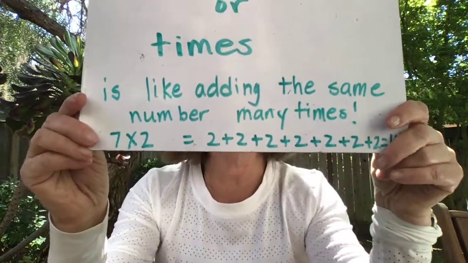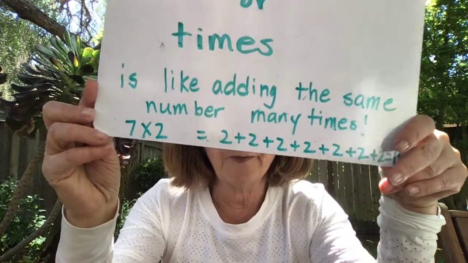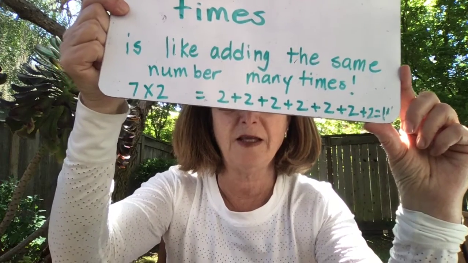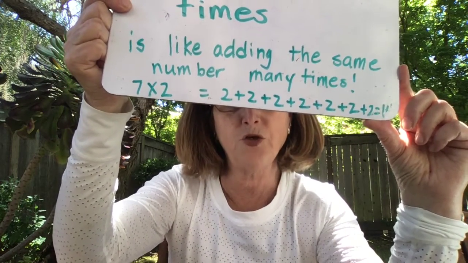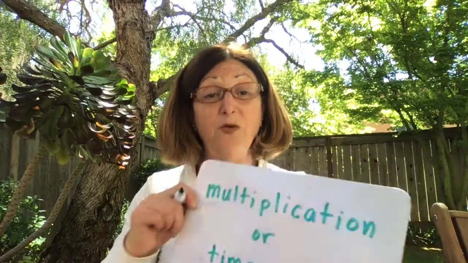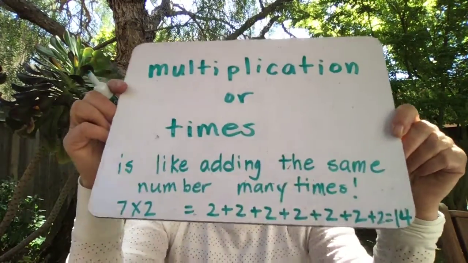So, for instance, at the bottom of my board, 7 times 2 equals 7 twos, or 2 plus 2 plus 2 plus 2 plus 2 plus 2 plus 2 equals 14. 7 times 2 equals 14, or adding 2 seven times, it also equals 14. It's a faster way to do it when you know it. So we're going to talk about how we're going to learn it, or how you might have learned it already.